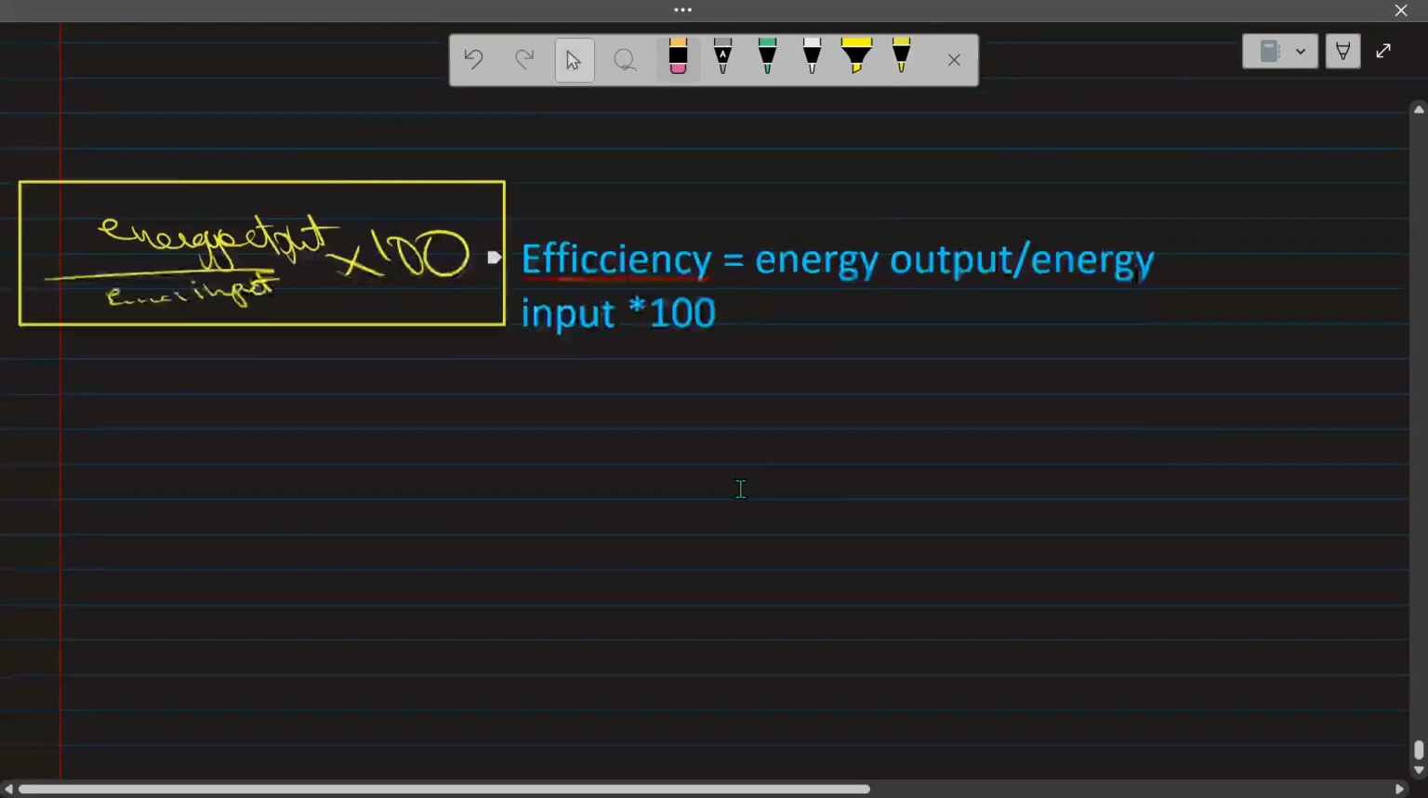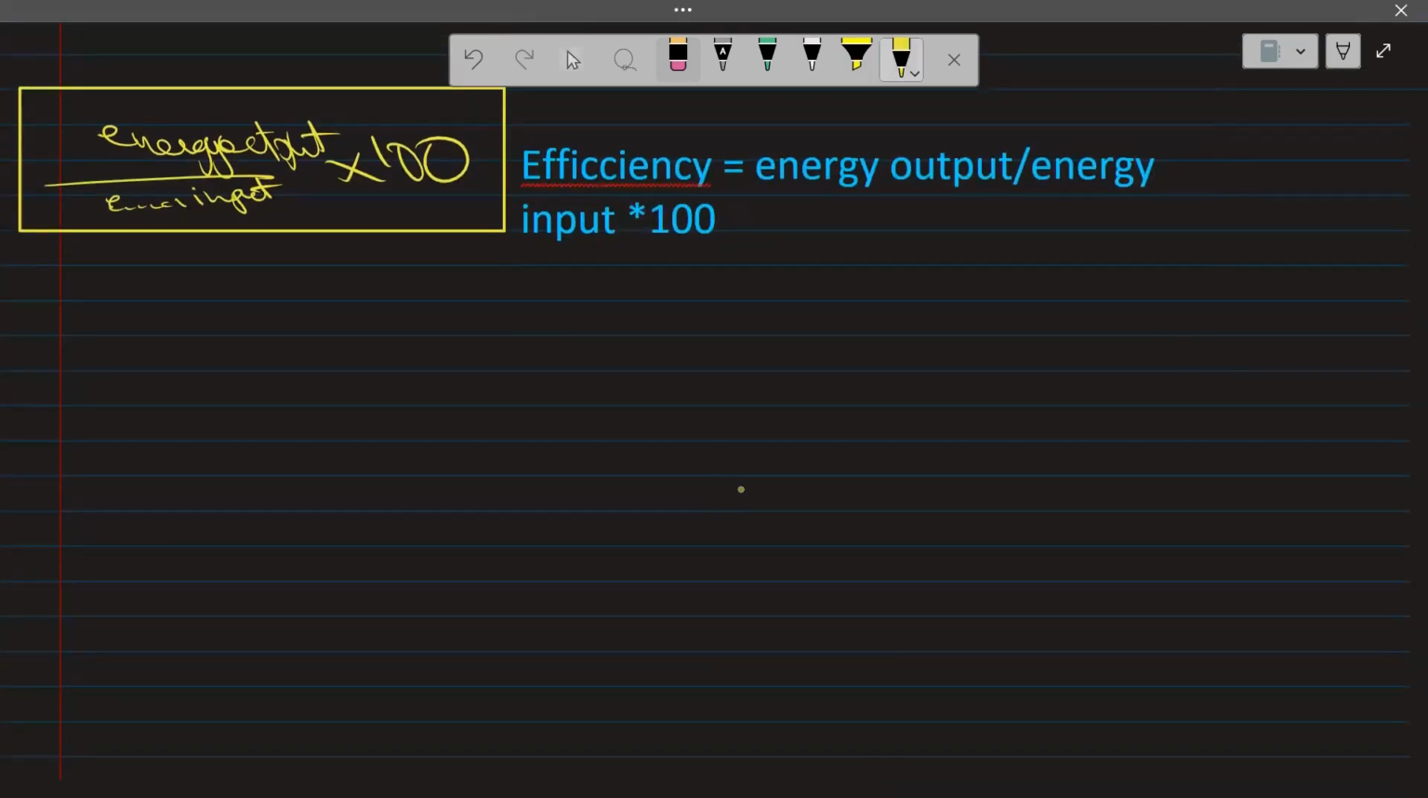Like for example, here is a fan in which we give 100 joules of electricity, and it takes out 30 joules of electricity.